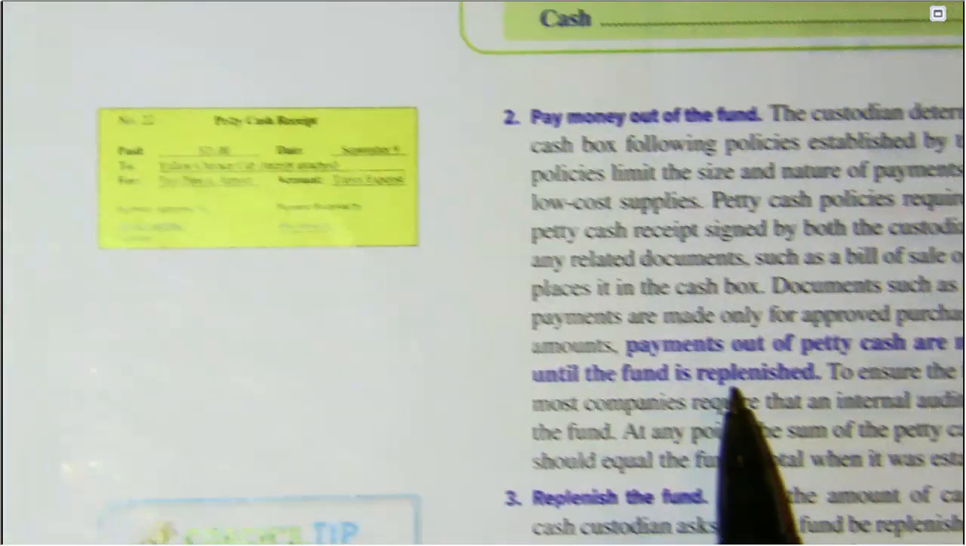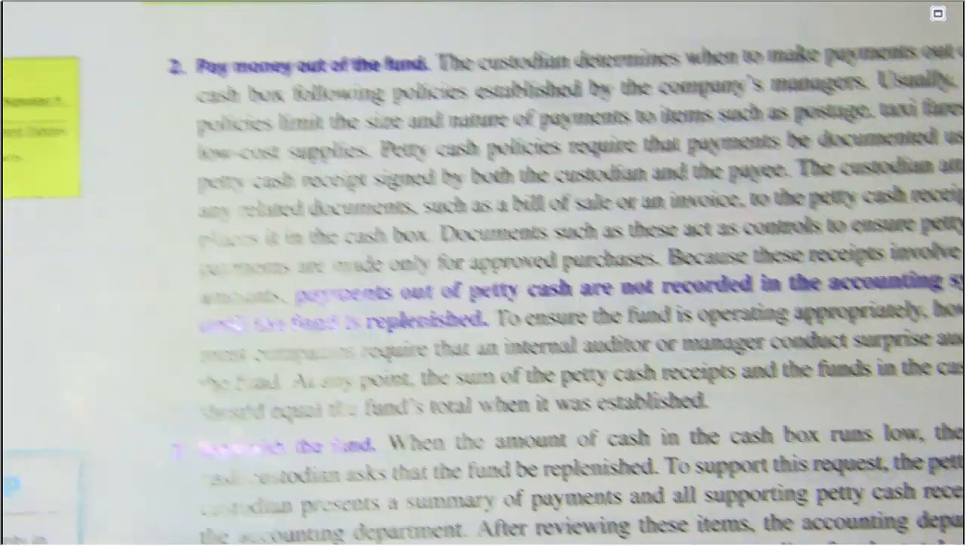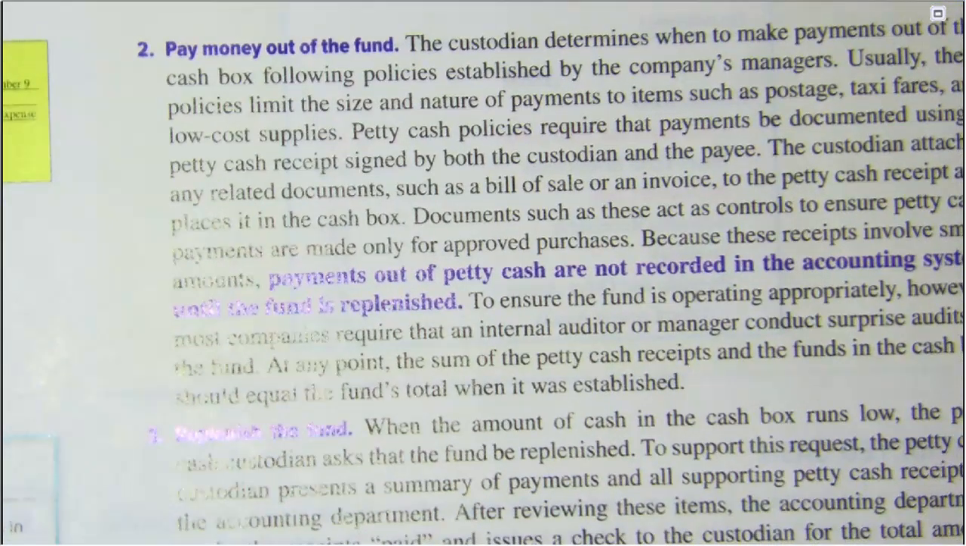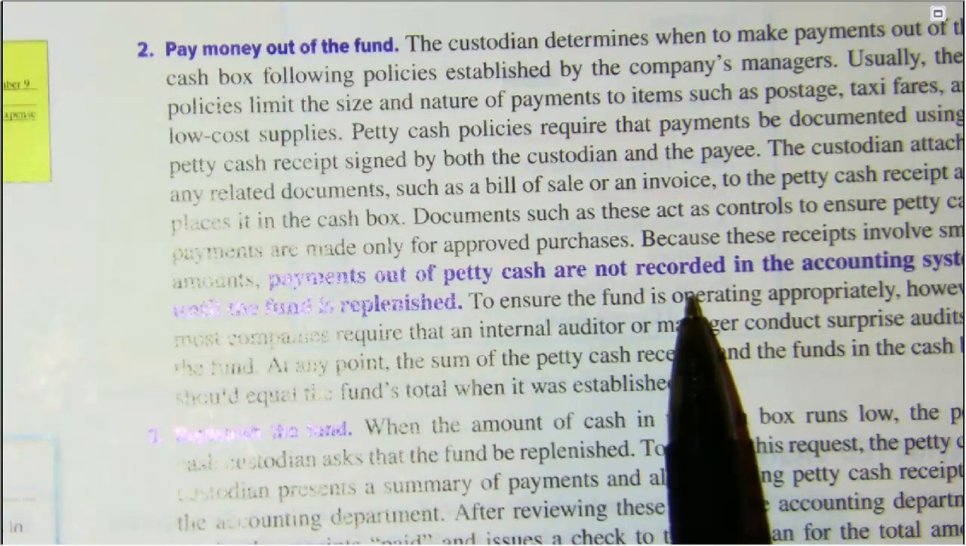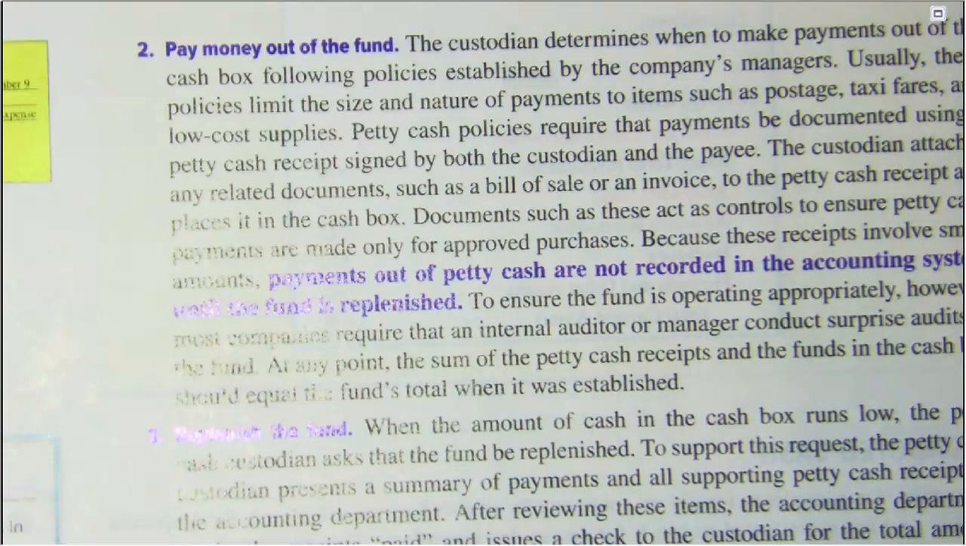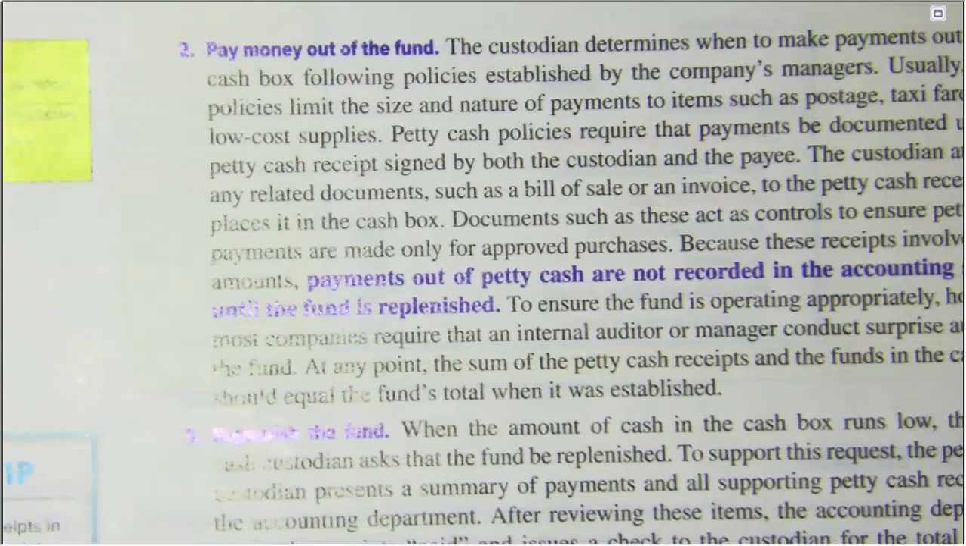As you are writing out these receipts and receiving the cash, you're not doing any journal entries at that time. But on any given day, the payments out of petty cash plus the remaining cash should equal the total amount of the fund, $100. Payments out of petty cash are not recorded in the accounting system until it's time to replenish the fund. But on any given day, the receipts plus remaining cash should equal the total of the fund.